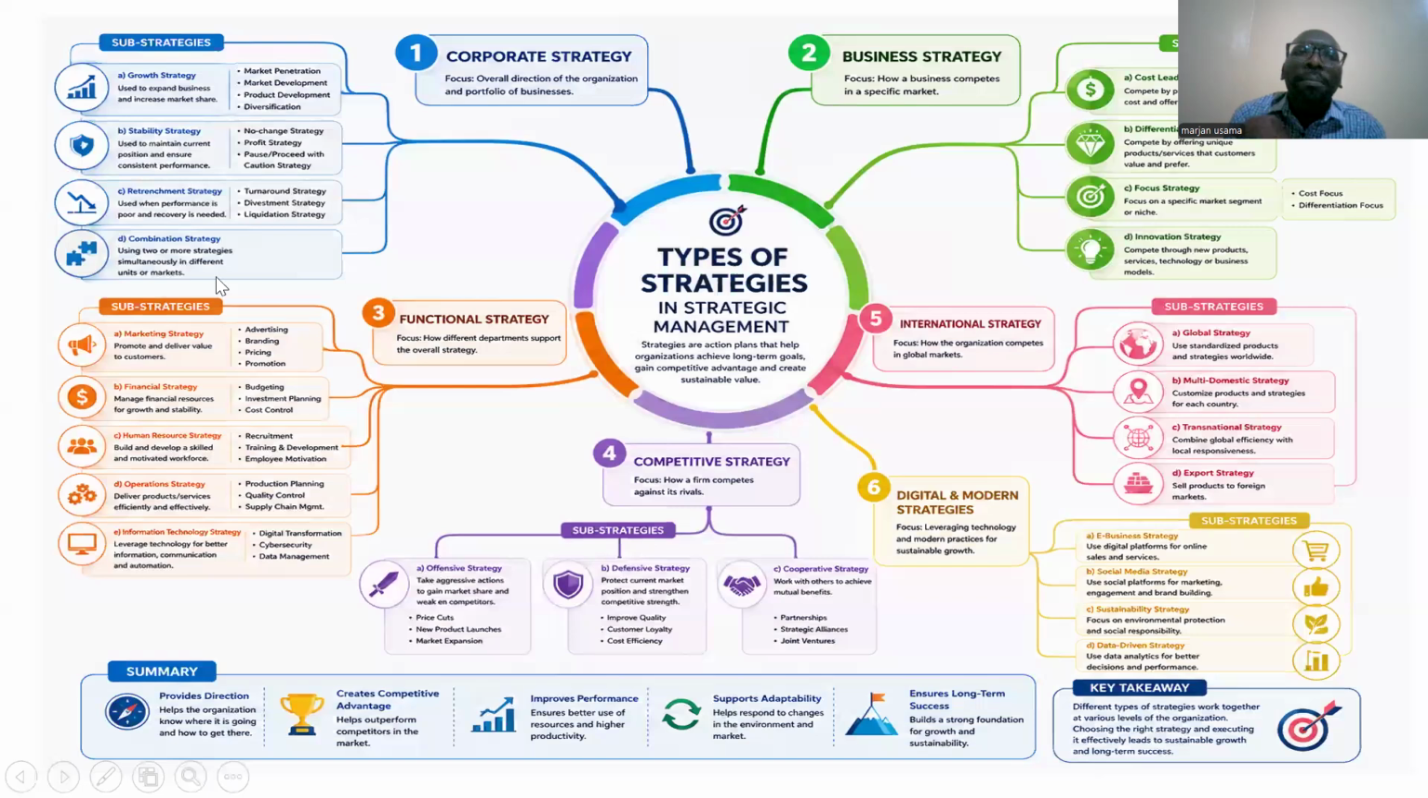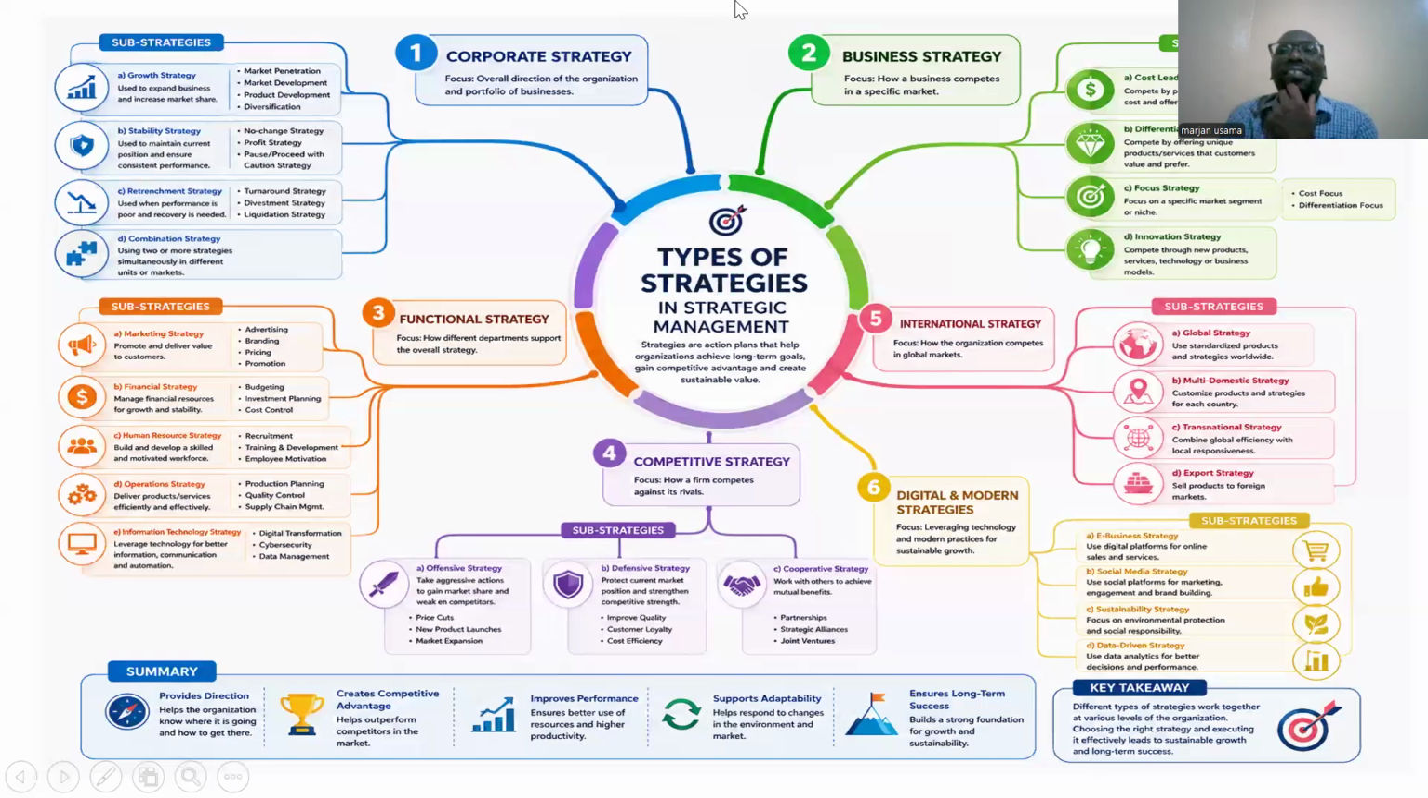So let us see. For example, number 1, you have the corporate strategy. Corporate strategy, these are the big companies, the Apple, the Dahabshil, the big companies, they always use this strategy. So in corporate strategy, how many sub-strategies do we have? We have 4 sub-strategies. So we have the growth strategy, stability strategy, retrenchment strategy, and combination strategy. So this is corporate strategy, but we have sub-strategies.